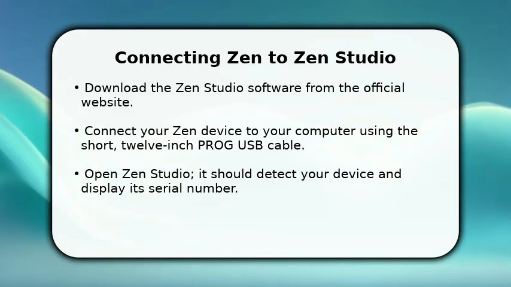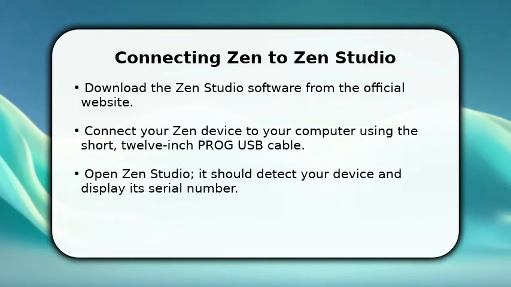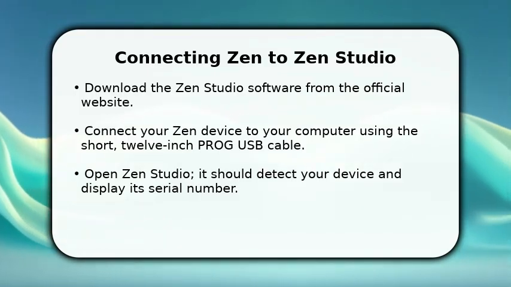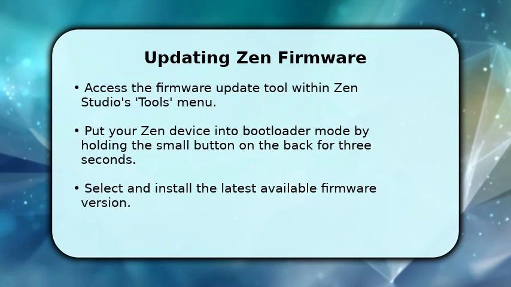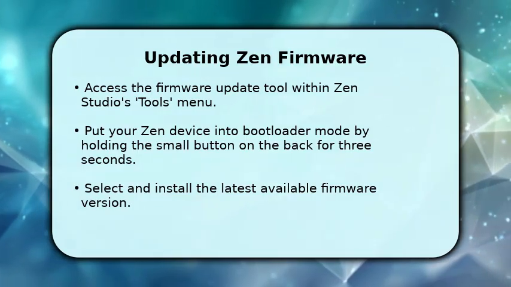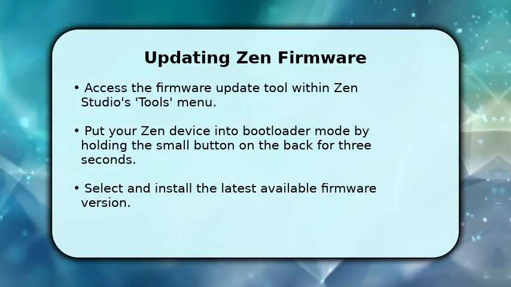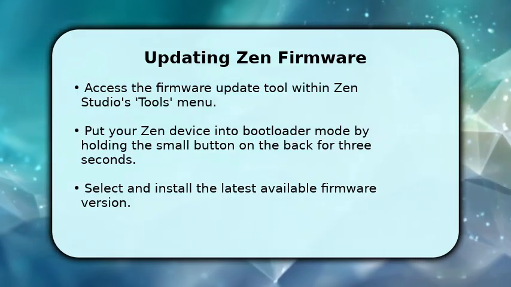Then, open Zen Studio. The software should automatically detect your device and display its unique serial number, confirming a successful initial connection. Next, it is crucial to update your Zen device's firmware to ensure optimal performance. Within Zen Studio, navigate to the Tools menu and select the Firmware Update option.